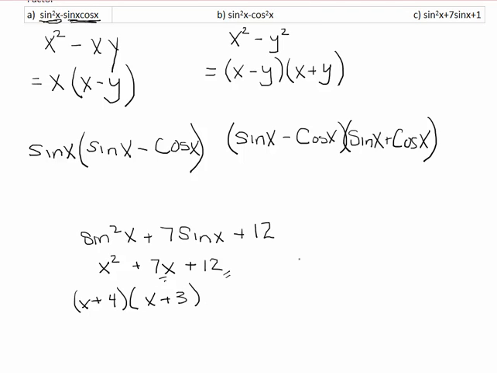So we do the exact same thing here, it's just that we have sine x instead. So our magic numbers are still 4 and 3, but when we write our first set of brackets, we have sine x plus 4 and sine x plus 3, because those are our unknowns. And if we were to expand that out, sine times sine would be sine squared. If you continued to expand it out, you would end up back at the original question.